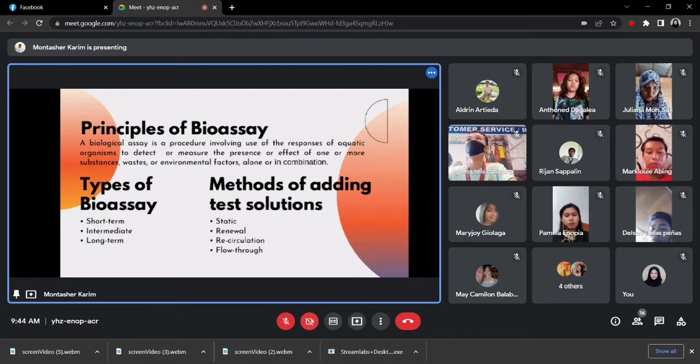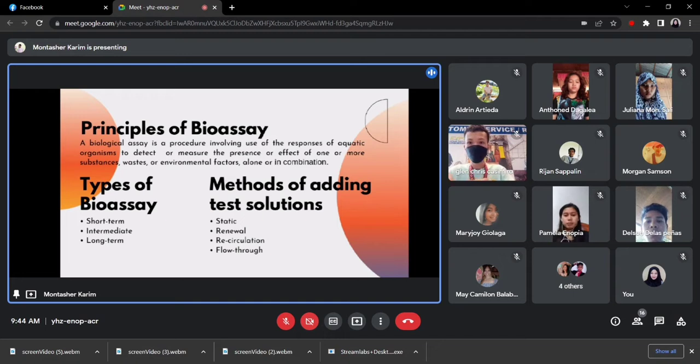And then the last is the long term. In the long term, it determines the maximum allowable toxic concentration or the safe concentration for indicating water quality standard. So let's proceed to methods of adding test solution. So there are four methods of adding test solution.